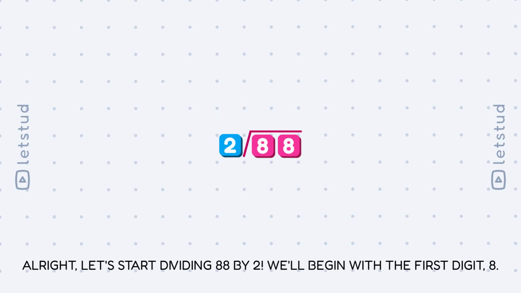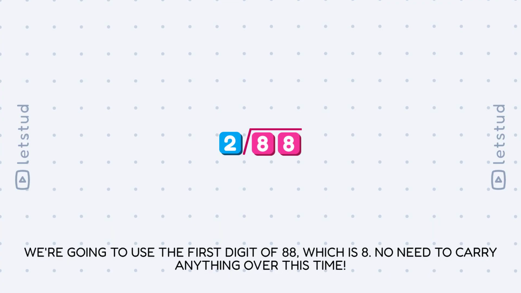Alright, let's start dividing 88 by 2. We'll begin with the first digit, 8. We're going to use the first digit of 88, which is 8. No need to carry anything over this time.